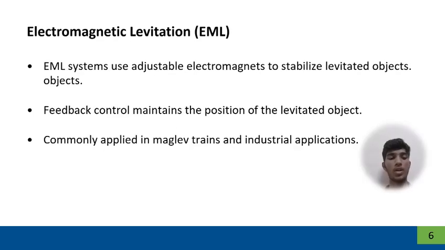Electromagnetic levitation. In electromagnetic levitation, electromagnets are used to lift and stabilize objects. A feedback system continuously checks the position of the object and adjusts the magnetic force. This type is commonly used in maglev trains, industrial lifting devices, and some engineering tools. It is reliable but requires electricity and constant control.